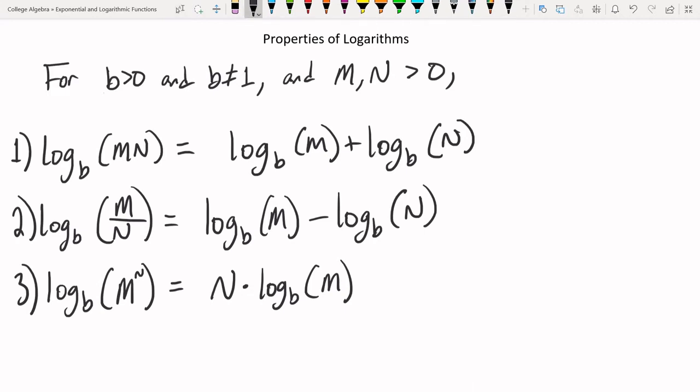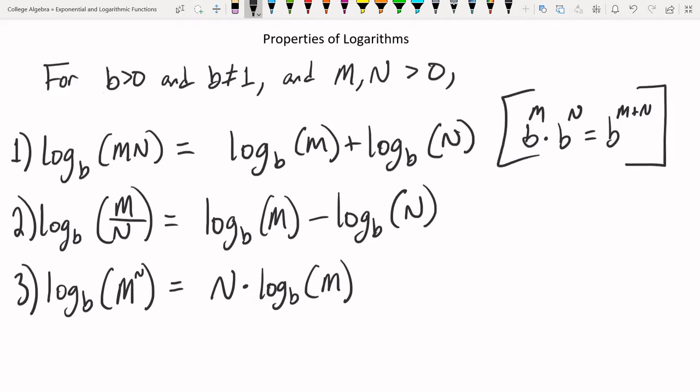This actually comes from the property that b to the power of m times b to the power of n is the same thing as b to the power of m plus n. That's the rule of exponents that it comes from, but it's in logarithmic form.